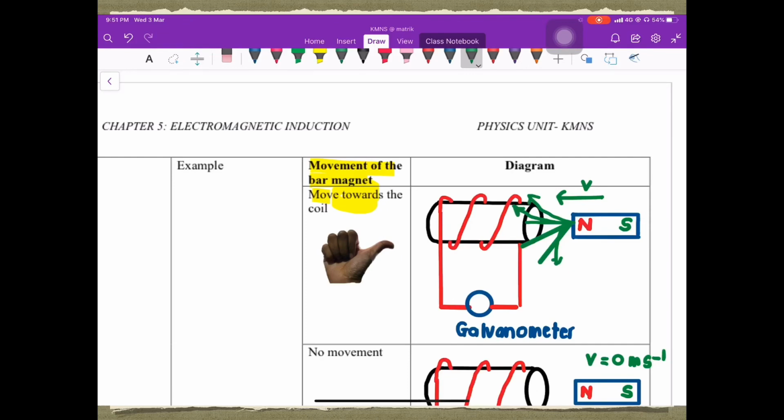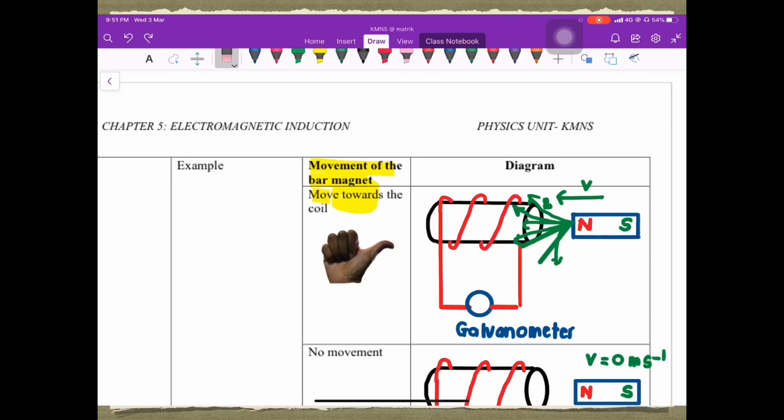Alright. So this is the number of magnetic field lines moving into the coil. This is the magnetic flux.